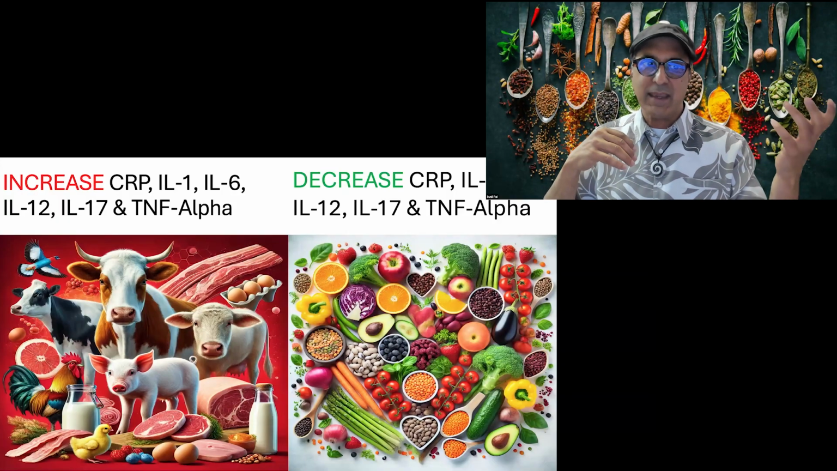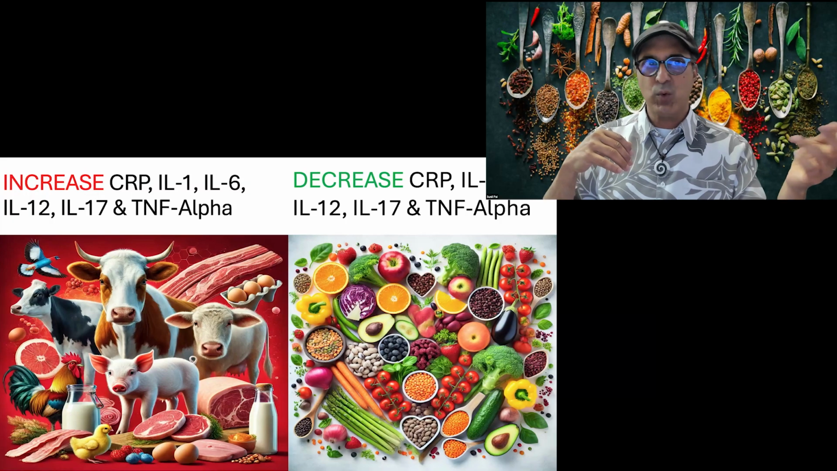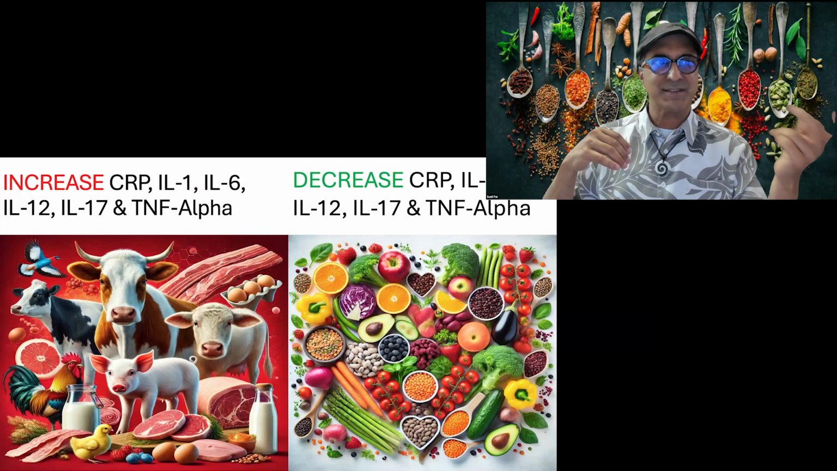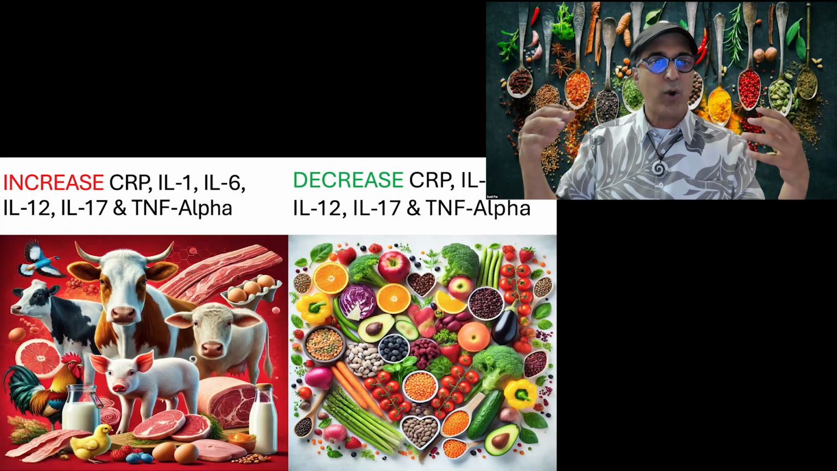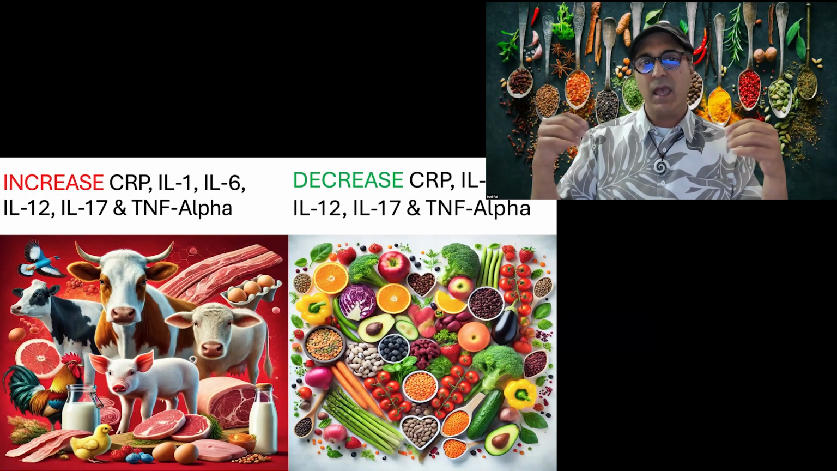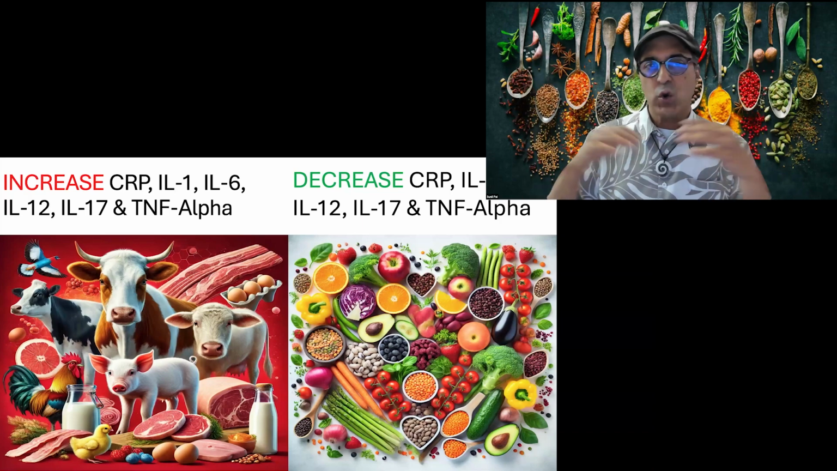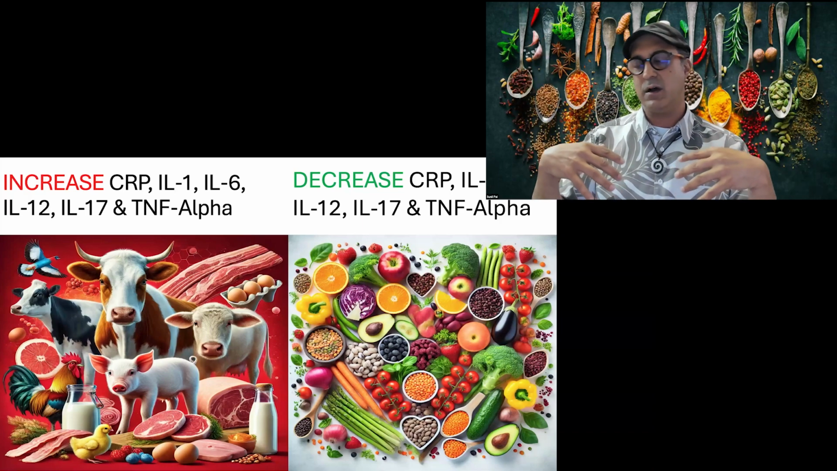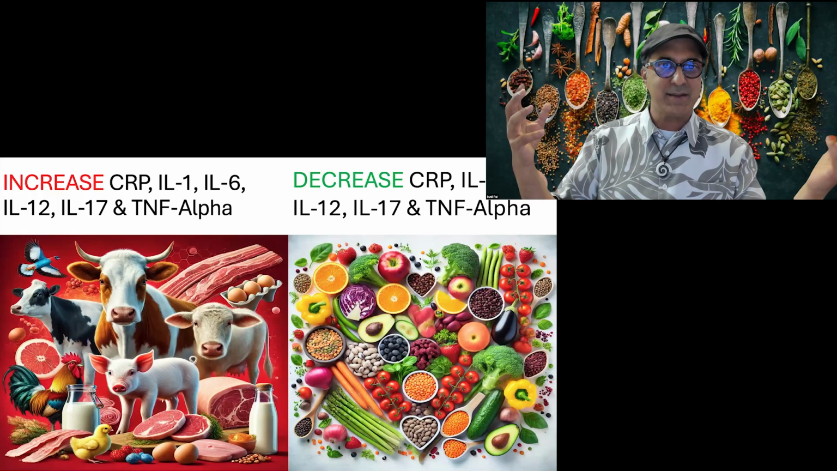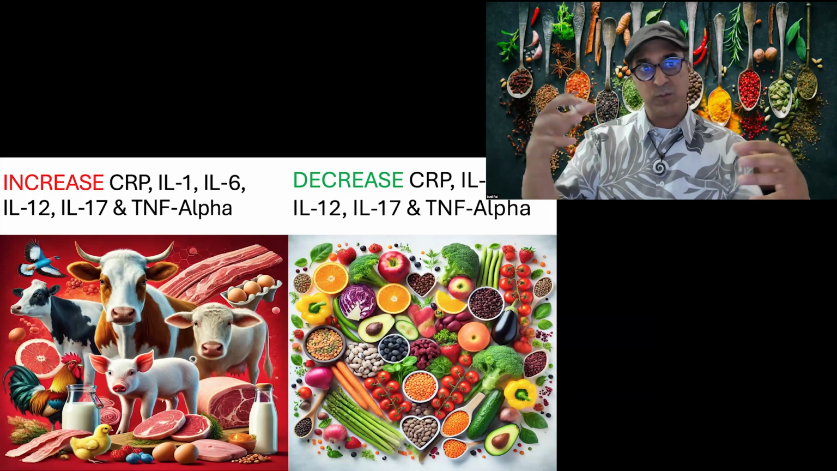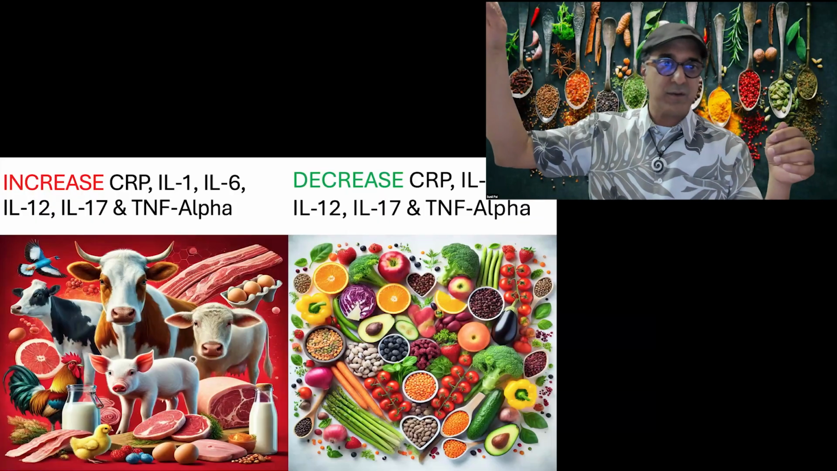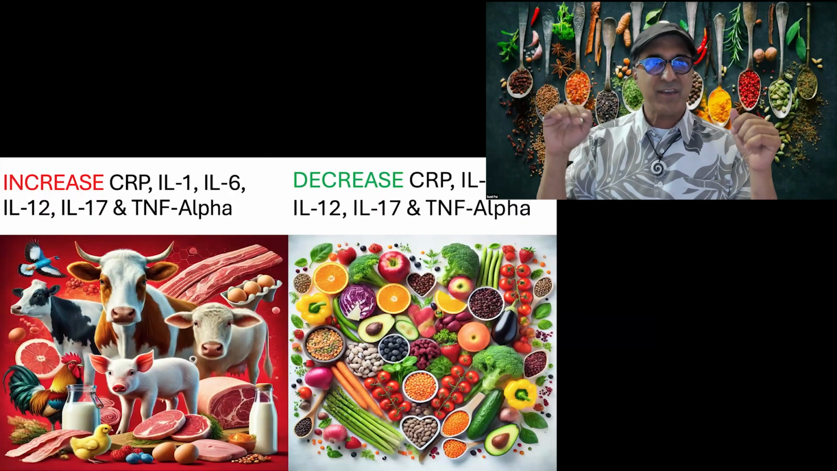CRP goes up when you eat animal protein. IL-1, IL-6, IL-12, IL-17, and TNF alpha. Any of you who have heard, or have a friend or a family member, that has a so-called autoimmune disease, rheumatoid, colitis, psoriatic arthritis, and every day on television you'll see another inflammatory autoimmune disease, because autoimmune diseases are increasing exponentially. But we have to see, like, well, what are we doing?